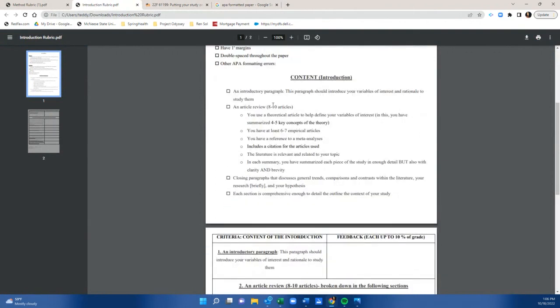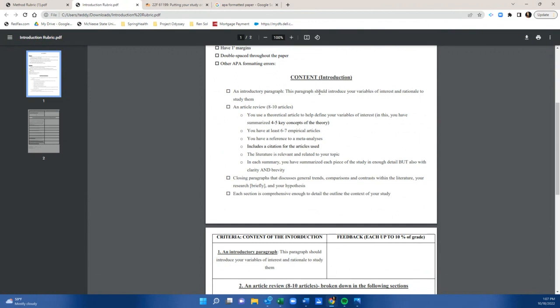So moving on to the actual content of the introduction. You need to start with that introductory paragraph. In this paragraph, just introduce your variables of interest and the rationale to study them. So if you are looking at memory and personality, open with a good, strong introduction, like maybe this is a topic that is still puzzling to a lot of psychologists. How is this important? Is this important for incoming freshmen?